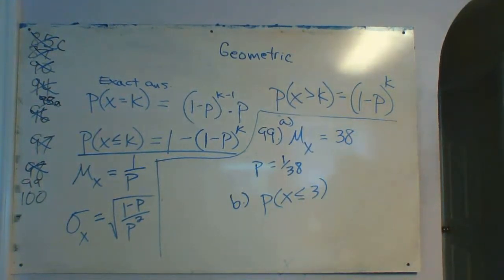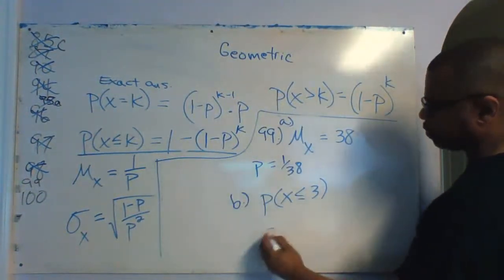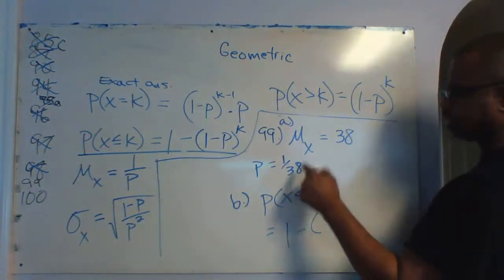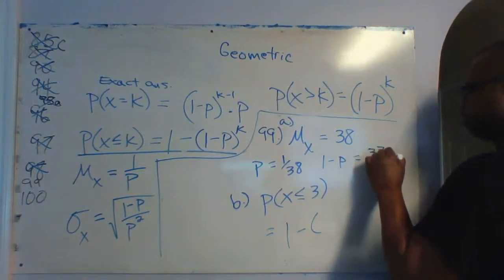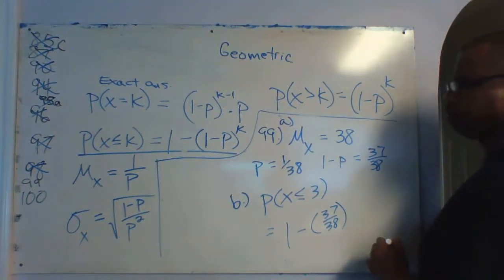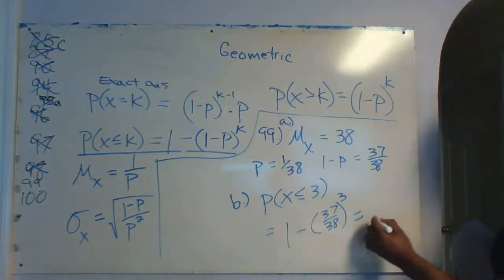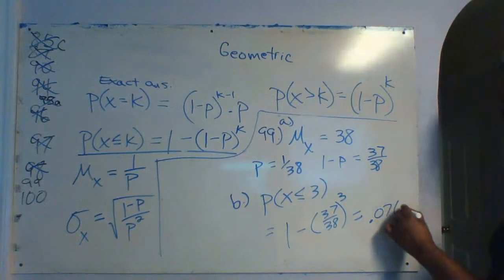For the B part of 99, let me see. For 99, it said Lawrence is learning to shoot. No, that's the wrong problem. Sorry. So 99, it said, would you be surprised if Marty won in 3 or fewer? So that's right. So all we got to do here, now we got less than or equal to, so we're simply going to use this formula right here. So that's 1 minus, and since this is our success, 1 minus P is going to be 37 over 38. So we have 37 over 38 raised to the power that we're looking for, which is 3. And then when we do that, we should get 0.0769.